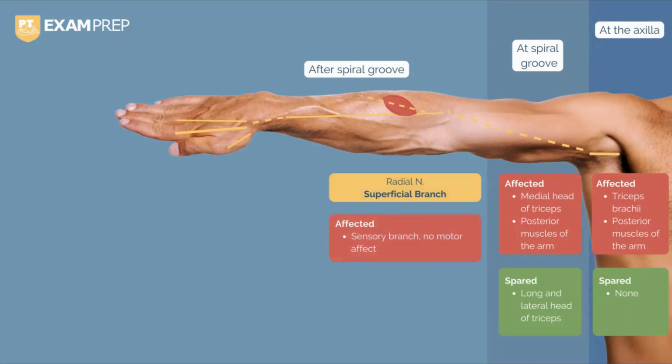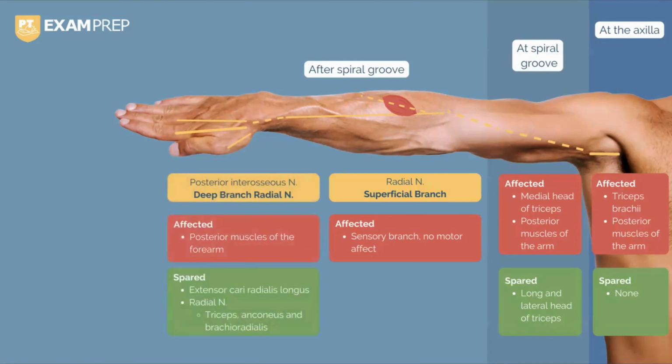So at the axilla, we've lost all 3 points of extension: elbow, wrist, and fingers. And if we look at the spiral groove, we have very much weakened elbow extension, and then we have no wrist extension and finger extension. Now we're at the level after the spiral groove, and we're seeing that there are two options here. So we have a laceration to the radial nerve superficial branch or the posterior interosseous nerve, also known as the deep branch. So what's going to be affected?